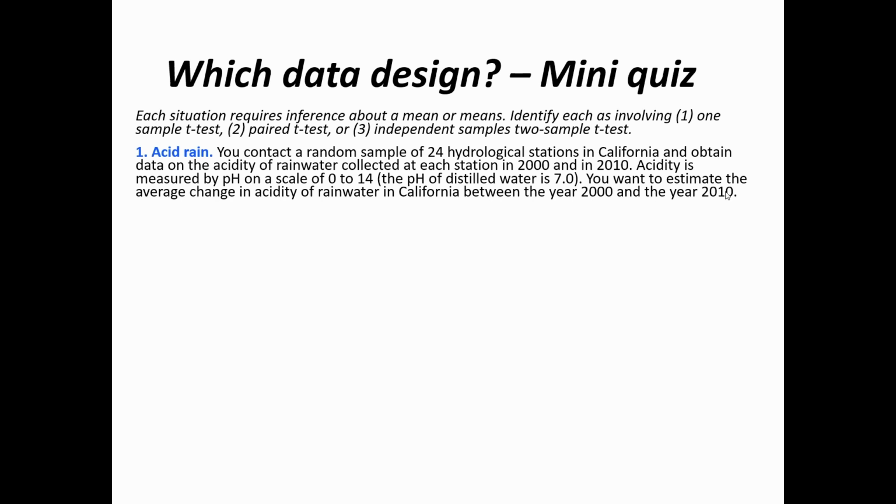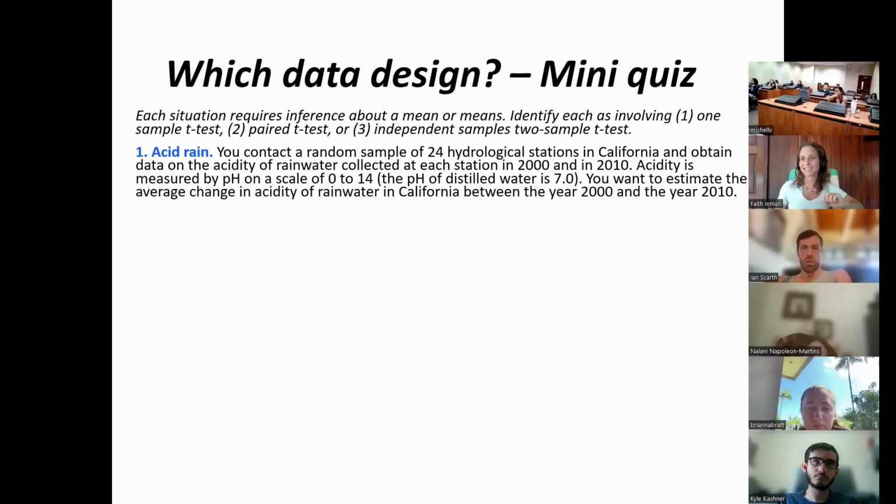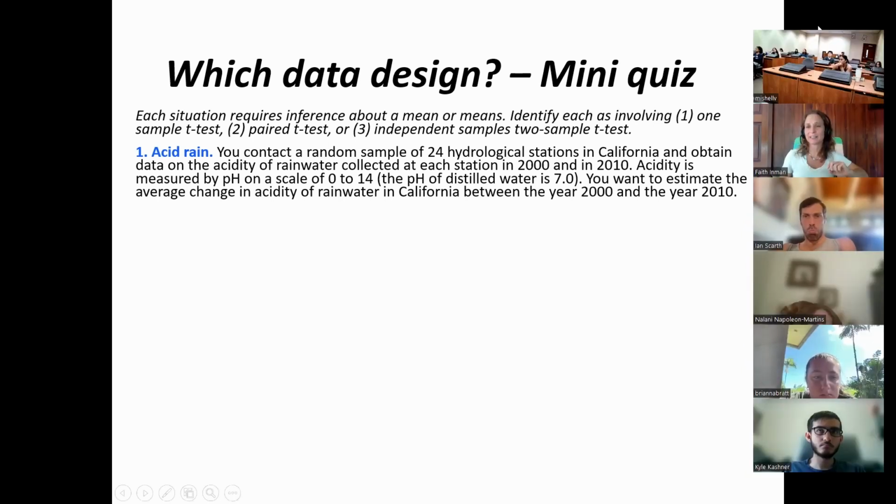You want to estimate the average change in acidity of rainwater in California between the year 2000 and the year 2010. So you want to estimate the changes in these two samples. So do you think this is a one sample t-test, a paired t-test, or independent sample two sample t-test? What do we think? Anybody want to guess? I'm going to guess independent. You think independent? Anybody else have another guess? Everyone agree? Disagree?